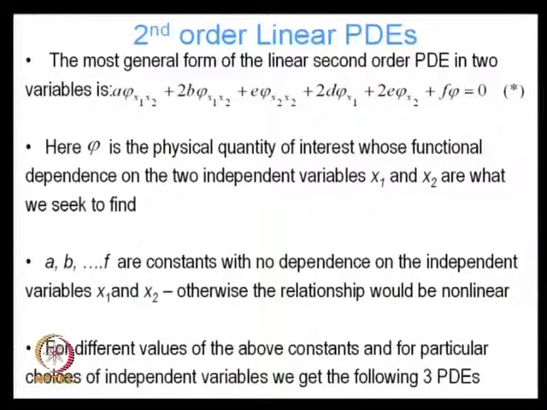So, we are given this equation, and if we want to solve it analytically, we want to find the functional form of phi in terms of x1 and x2. A, B, F are constants with no dependence on the independent variables x1 and x2, otherwise the relationship would be nonlinear. For different values of the above constants and for particular choices of the independent variables, we get the following 3 PDEs, which are very generic PDEs.